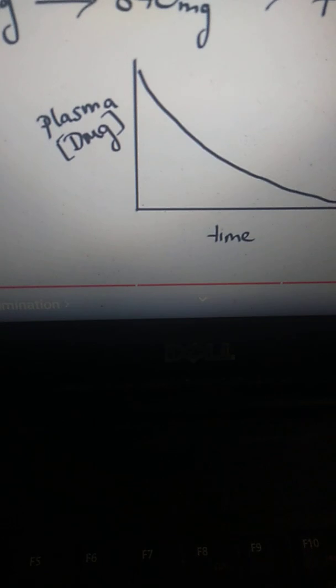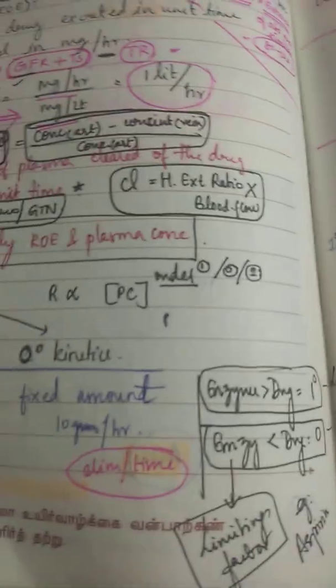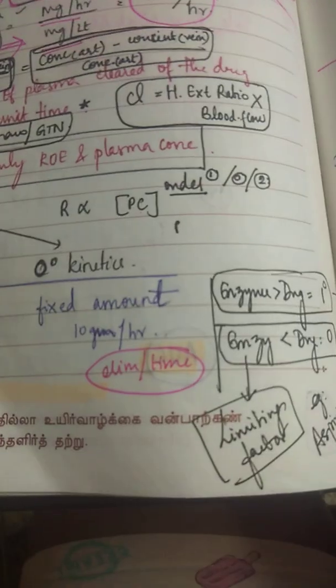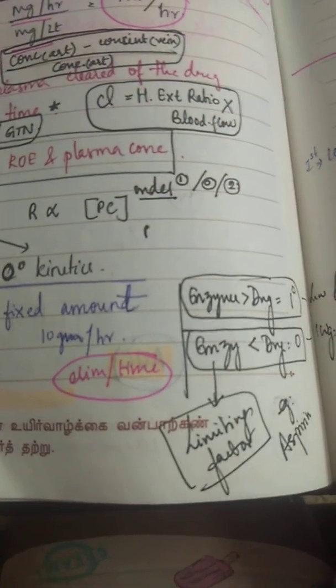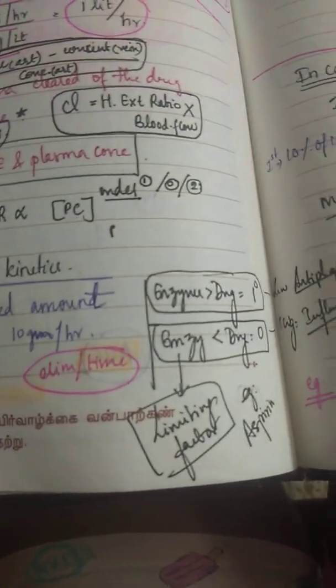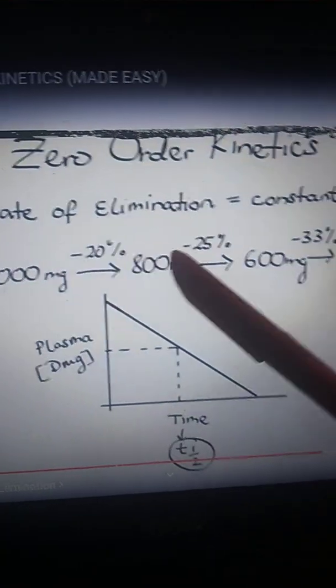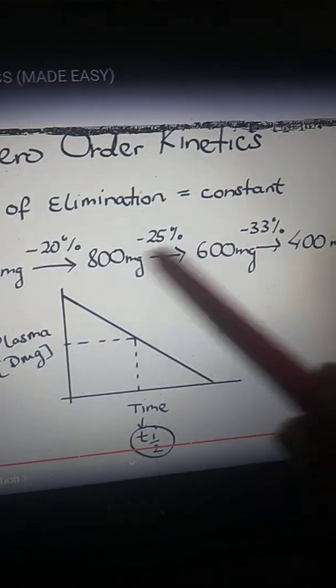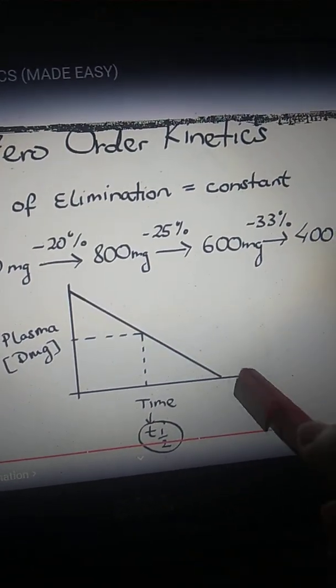Now, a few other drugs will follow zero order kinetics. That is, a fixed amount of drug will be eliminated. So if you give 1000 milligrams initially, 800 will be excreted next, then 600 will be excreted. So see, 1000, 800, 600, 400, but the percentage of how much is being excreted is not the same. So there will be a linear graph here.